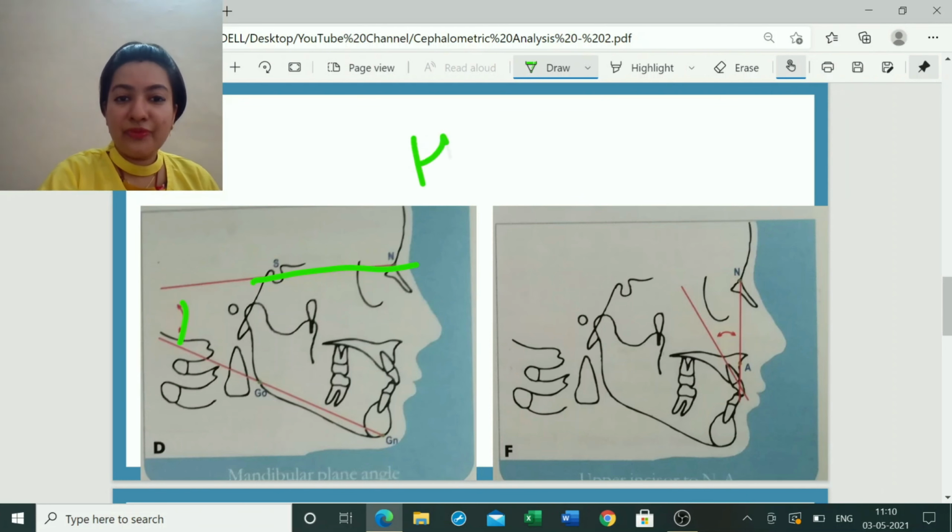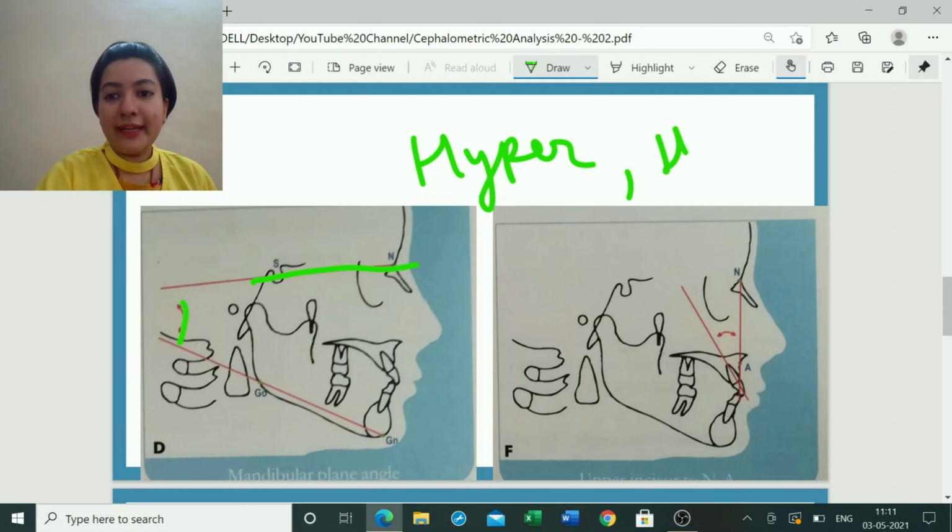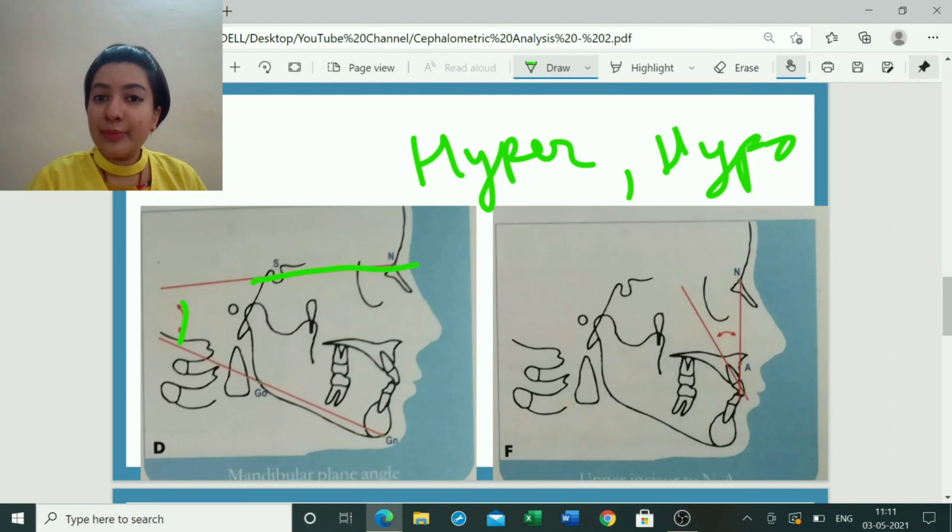Okay, so facial profile or facial pattern can be either hyperdivergent or it can be hypodivergent as seen earlier. If it is hyperdivergent, then what happens? My mandible is rotated clockwise. In such cases, my lower anterior facial height is often more. So there are different ways how you get to know whether the patient is hyperdivergent or hypodivergent, and based on that, you decide the treatment plan also.